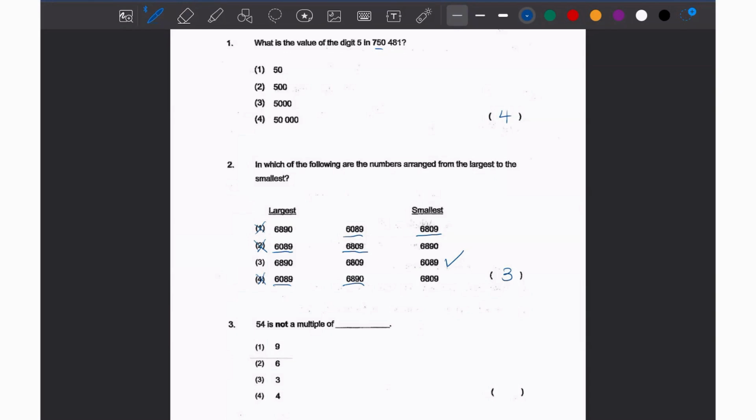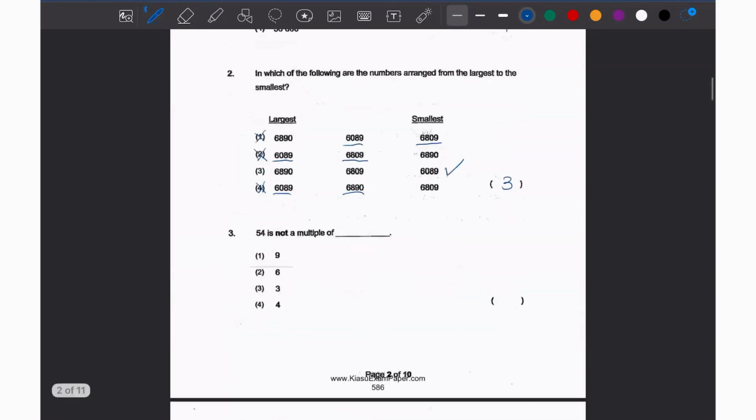Okay, let's move on to question 3. 54 is not a multiple of blank. If you are good with your times table, you realize that 54 is a multiple of 9, right? It is not 9 times 6, sorry, it's actually 6 times 9, which will give me 54.